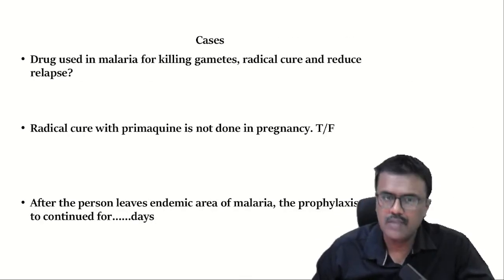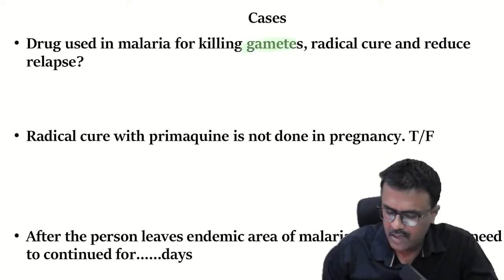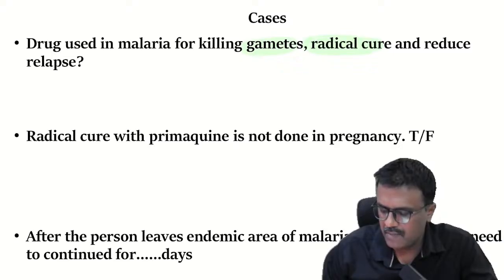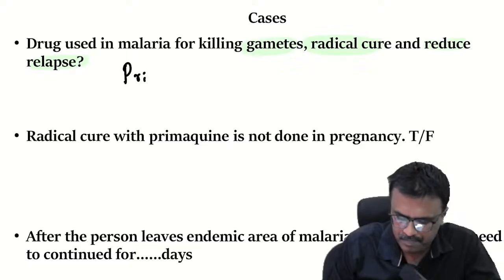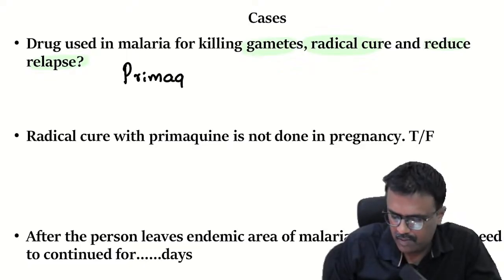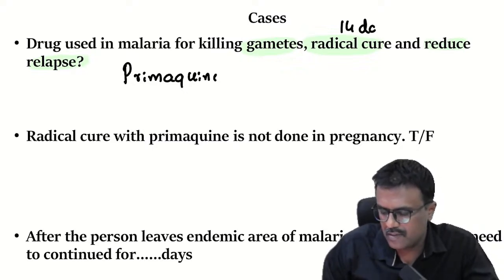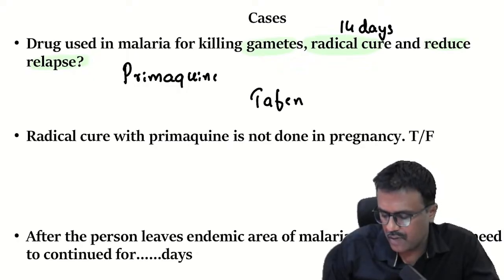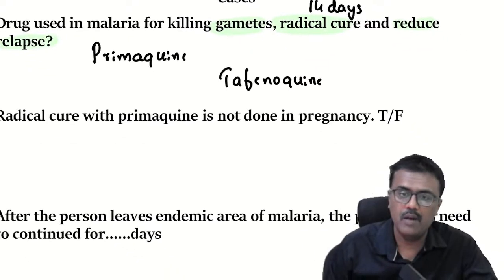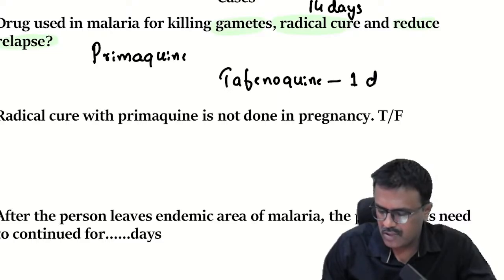Now let us understand certain cases. What is the drug used in malaria for killing gametes? Radical cure means to kill hypnozoites and reduce relapse. The drug name is primaquine. Primaquine is given for radical cure for 14 days. But nowadays for radical cure we have a drug called tafenoquine. Tafenoquine's specialty is its very long half-life, 14 to 19 days. So if you want to give radical cure, one dose is enough with tafenoquine.